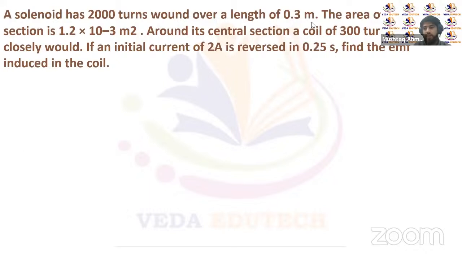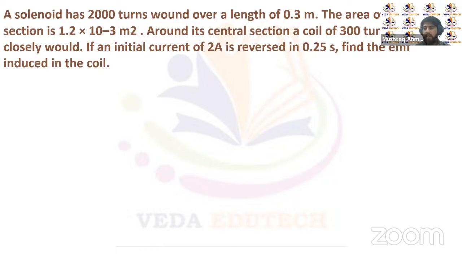Let's try to solve this question here. It's a very simple, basic question. The question is that a solenoid has 2000 turns wound over a length of 0.3 meter, right? The number of turns is 2000 here, over a length of 0.3 meters. So the length of this solenoid is 0.3 meter. The area of cross section is 1.2 into 10 to the power minus 3 meters square.